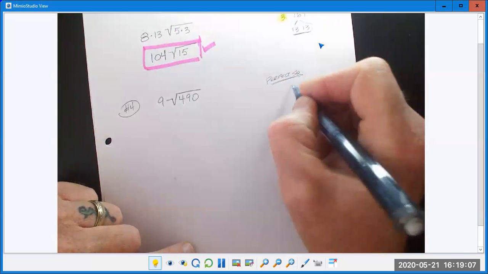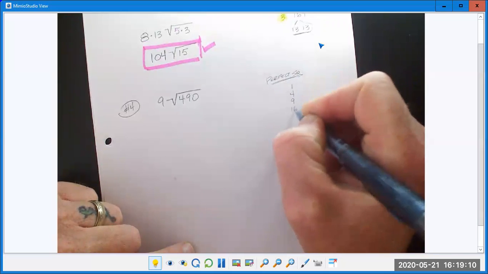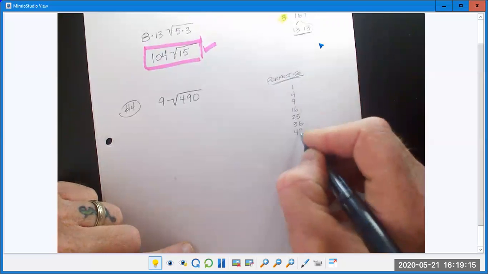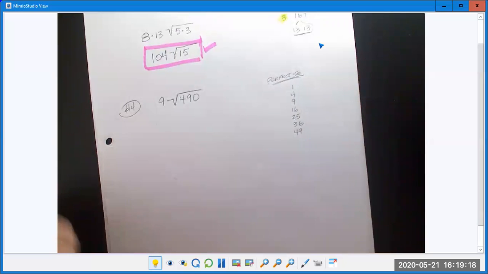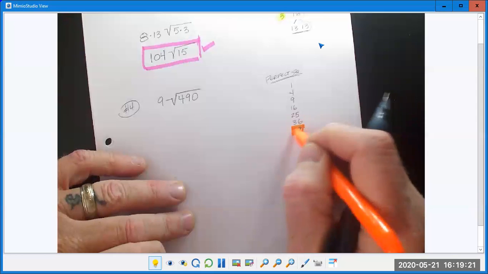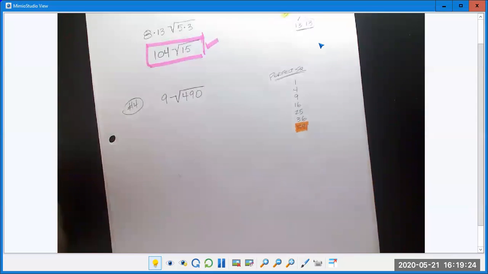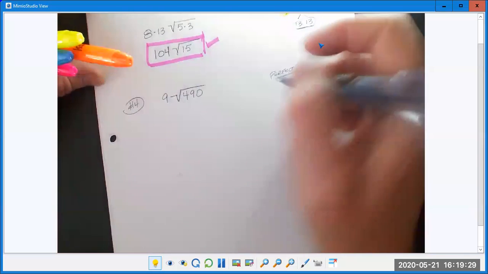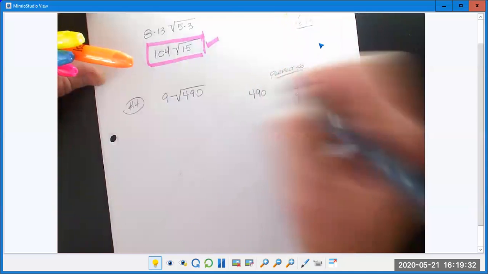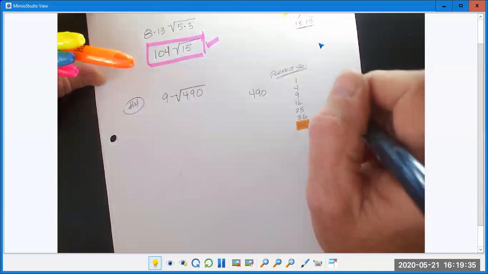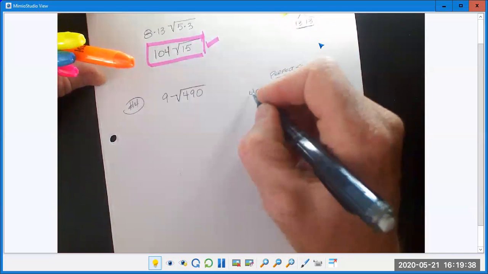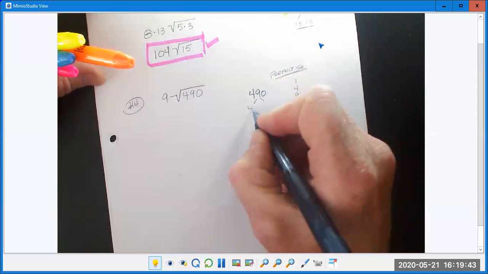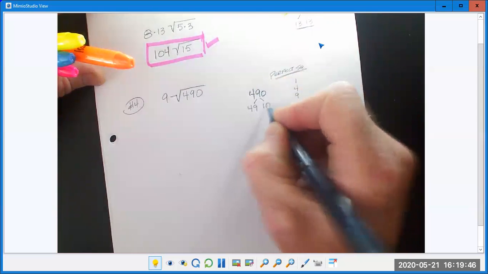Okay, so I have 1, 4, 9, 16, 25, 36, 49. So that should tell me something. It's going to make my life a lot easier. If I have 49 as a perfect square, then let's break this 490. Let's be very direct with what I'm trying to do here. If I have 490, that can break down as 49 times 10.